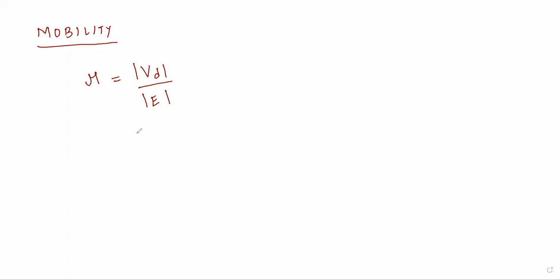If this ratio is high, or if mobility mu is high, then the electrons are moving easily; they are not facing any difficulty. If the mobility mu is low, then the electrons are moving with some difficulty.